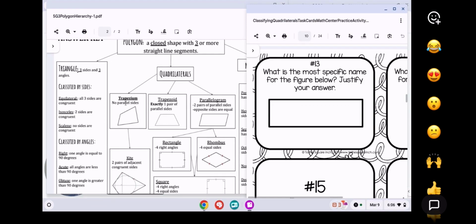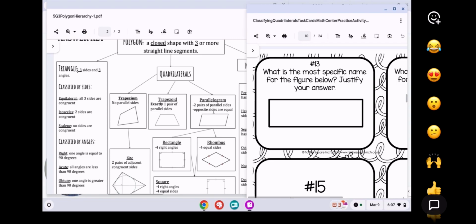All right, I'm going to come over here to trapezium, which we have not talked about. This says no parallel sides. It's not a trapezium. This one says trapezoid, exactly 1 pair of parallel sides. This isn't exactly 1 pair. This is at least 1 pair, so not a trapezoid.